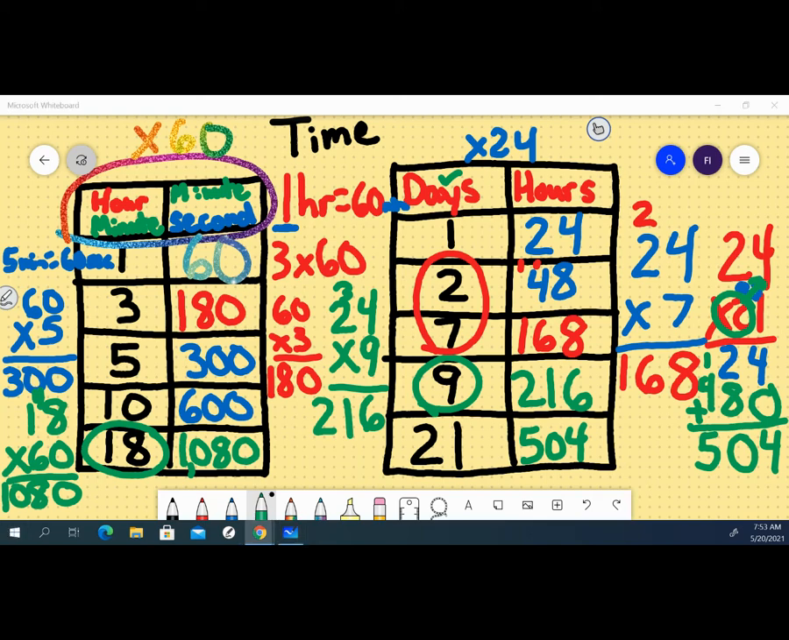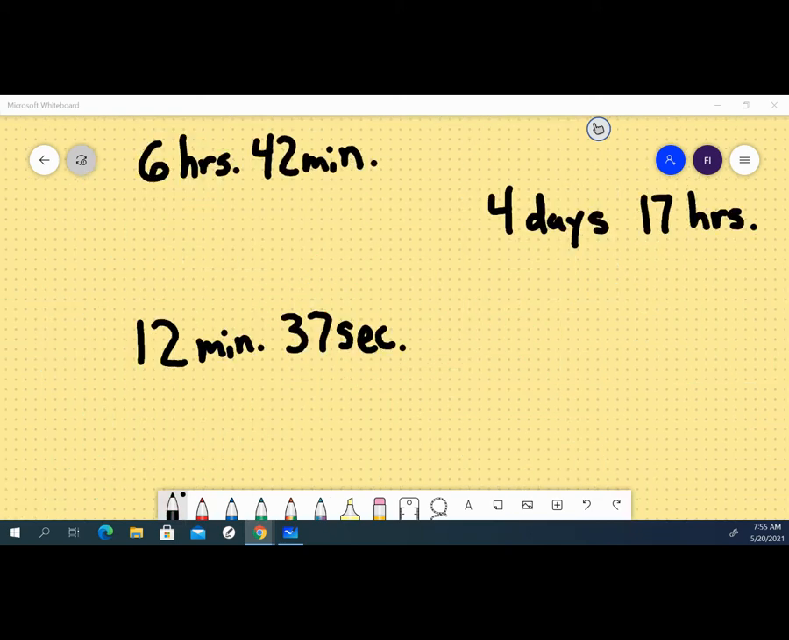All right, and then I'm going to pause it, reset. And then just like yesterday, there'll be some mixed conversions where you have hours and minutes together. Okay, it's not 6 plus 42 equals 48, because these are totally different systems. We have to get them both in the same unit.